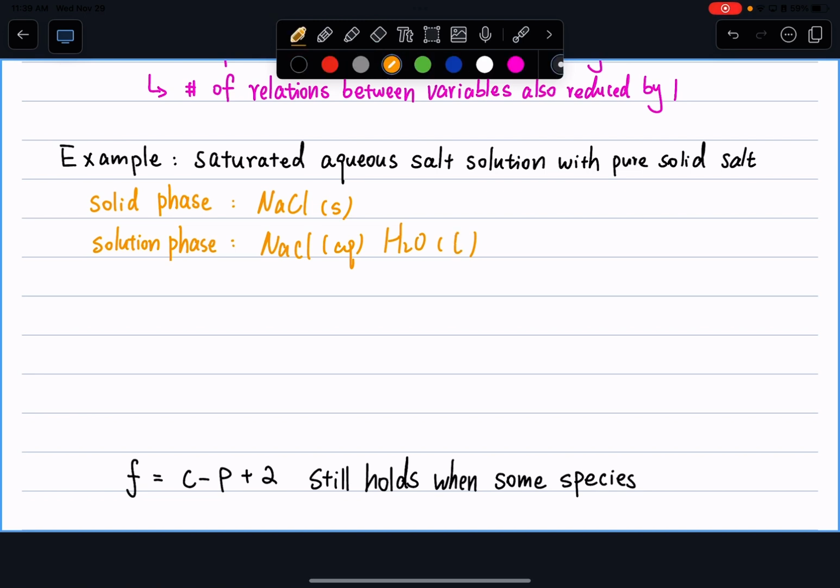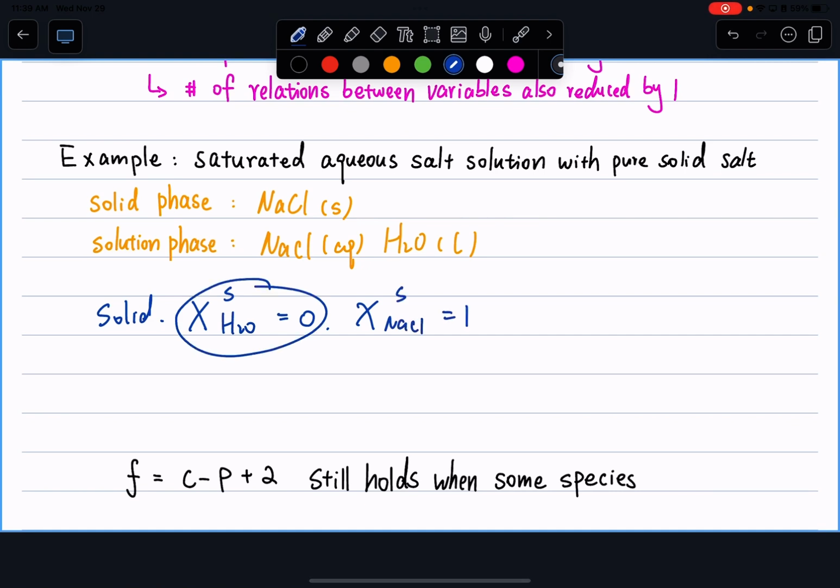Now, in your solid phase, what we have is your chi H2O solid equals 0. And also your chi NaCl solid equals 1. Now, this one no longer is a variable because we don't have water in that solid phase. So the intensive variable is reduced by 1. All right, so this is no longer an intensive variable. Now, when water is absent from that phase, we're reducing one intensive variable.